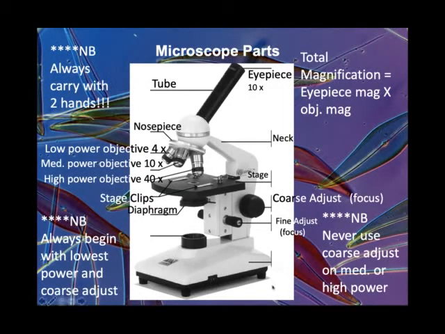There's a little device underneath here. There are several different ways that these work. This is a diaphragm, and what it does is it adjusts how much light is coming through the hole. Sometimes it's easier to see things that are unstained if you have less light blasting through. So the diaphragm controls how much light passes through from your light source down here up through the rest of the microscope. The light source is on the bottom here.